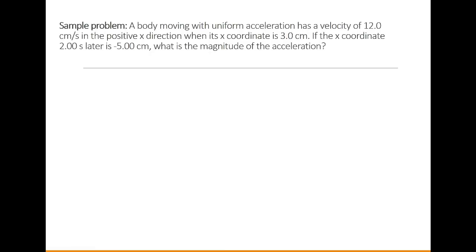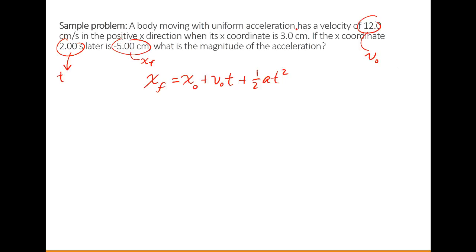So we have a body moving with uniform acceleration, and it has a velocity of 12 centimeters per second in the positive x direction at the moment that its x-coordinate is 3. If the x-coordinate 2 seconds later is 5, what is the magnitude of the acceleration? So we know that x final is equal to x initial plus v naught t plus 1/2 a t squared. Now t for this is going to be 2, and -5 is going to be x final, and 12 is going to be v initial, and 3 is going to be x initial. So part of doing these problems is just identifying what each of these mean.